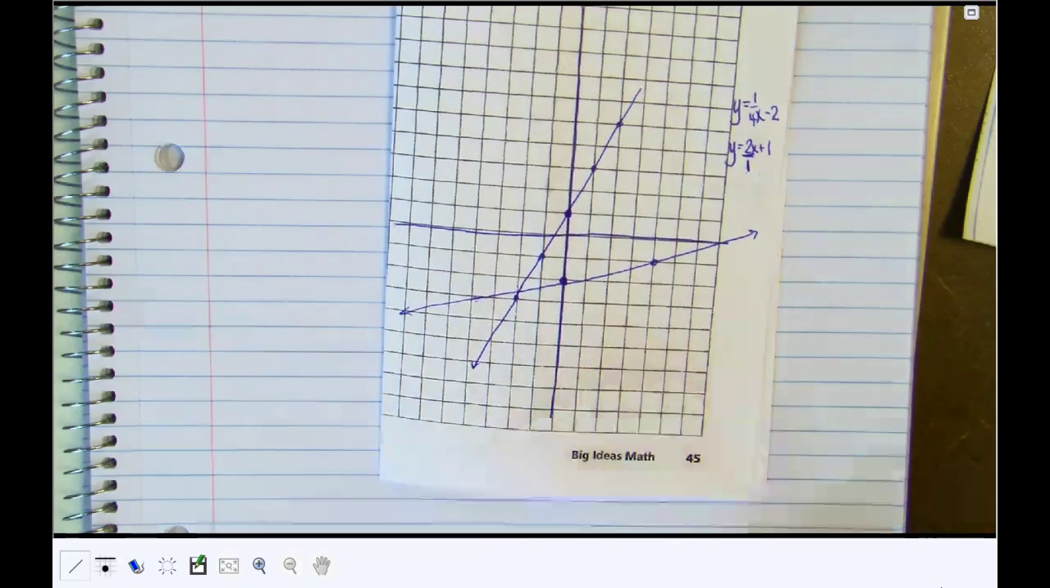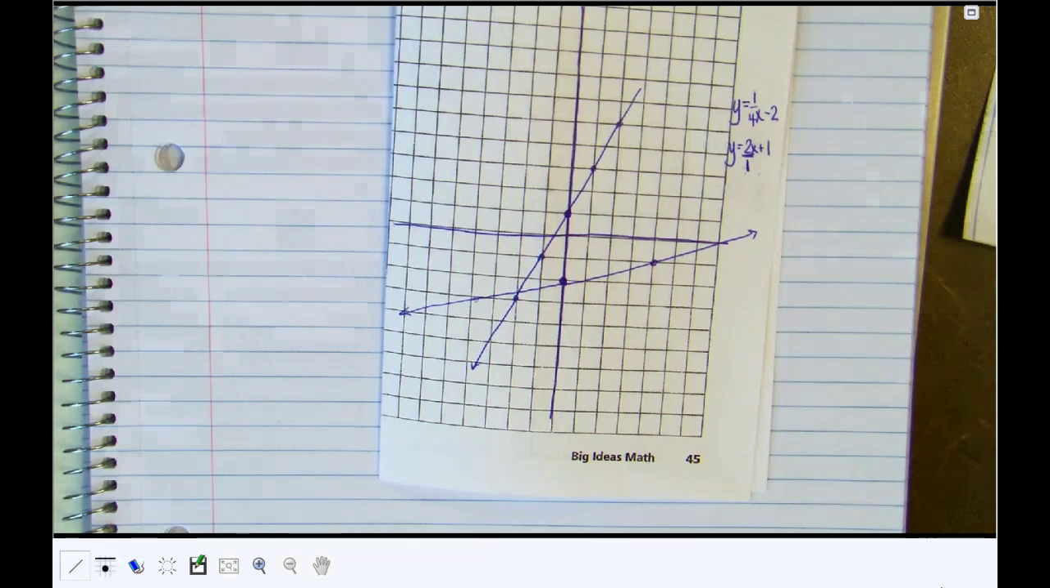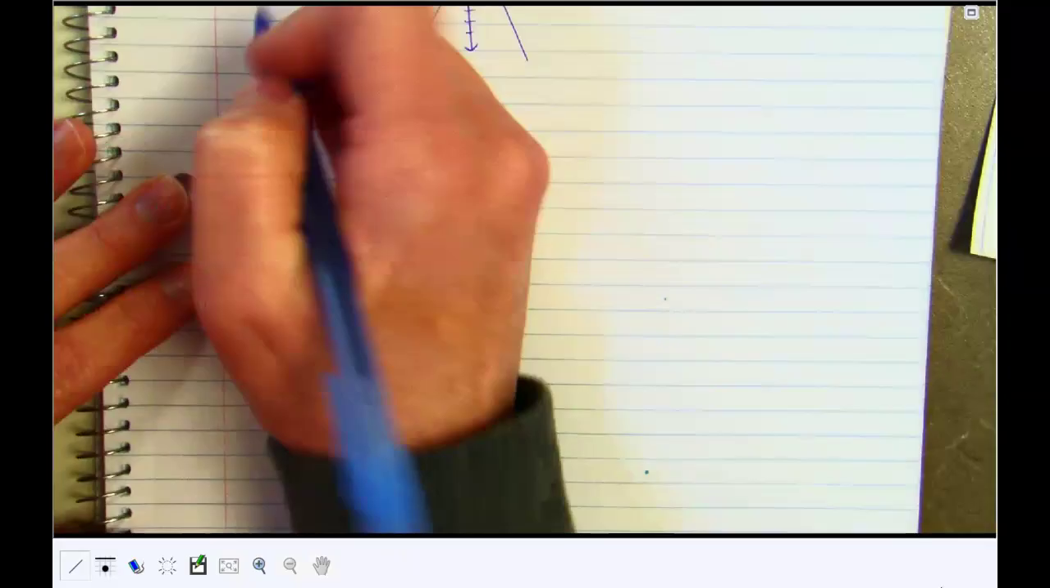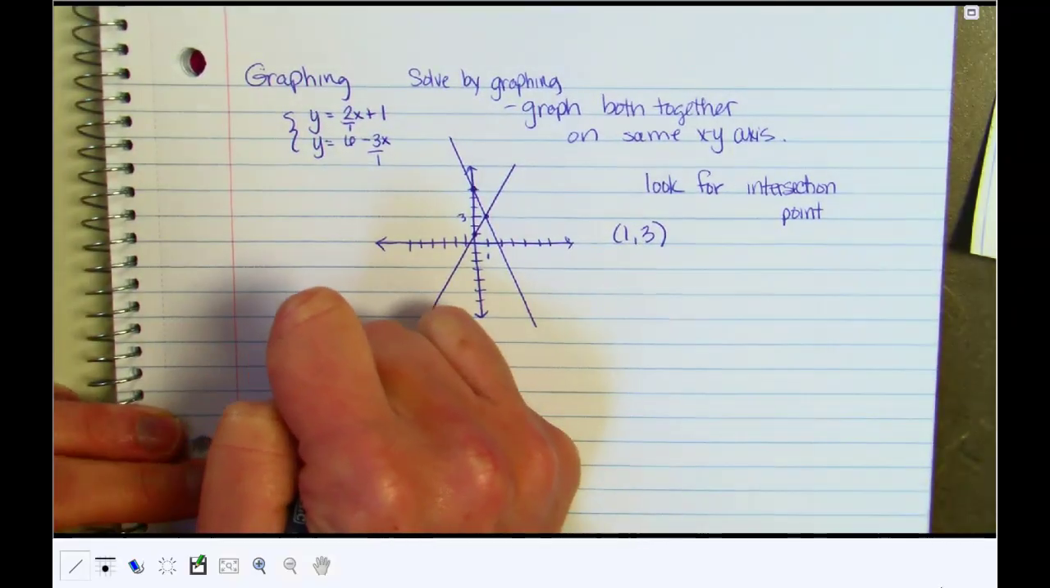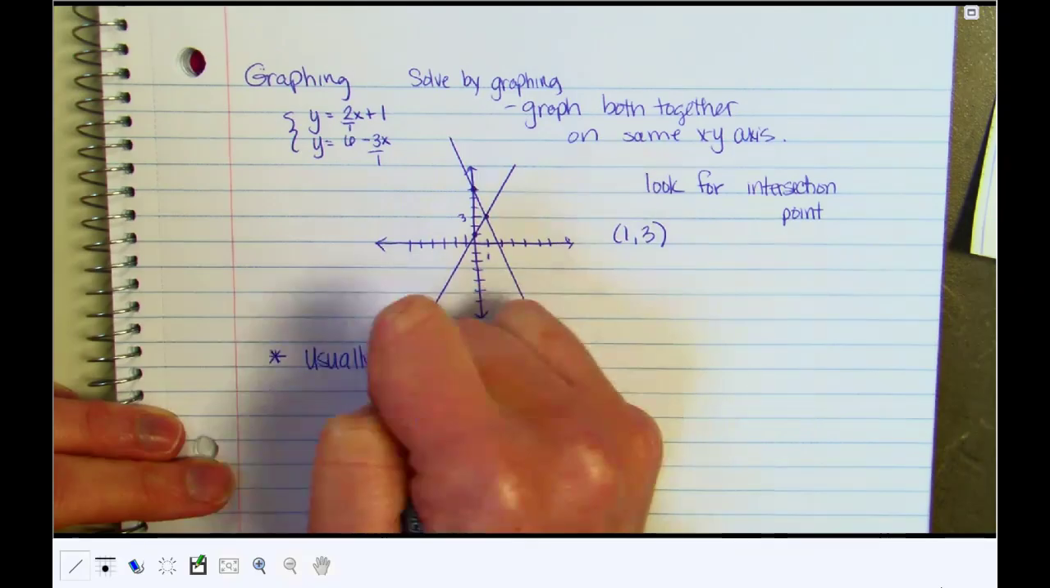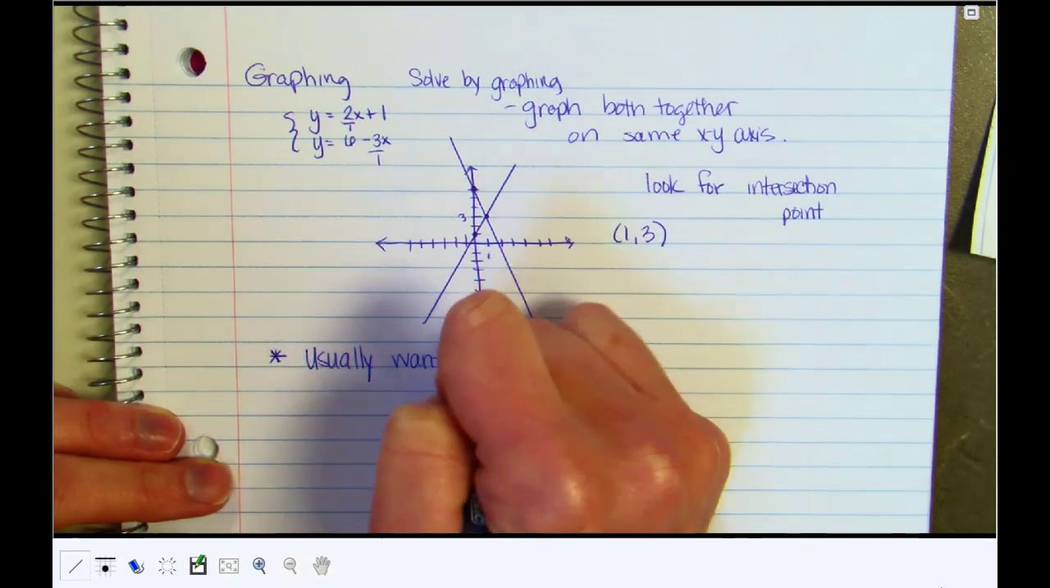So what we have to do is we have to have a way to get those graphs exact. Okay, so I'm going to show you how your calculator does this. So you guys, here's the deal. If you're going to solve a system by graphing, you really only want to do this using your calculator. Otherwise, it's not likely to be exact. So that's the first thing I want to say. We're talking about solving by graphing. Usually, as in 99% of the time, you want to use your calculator.